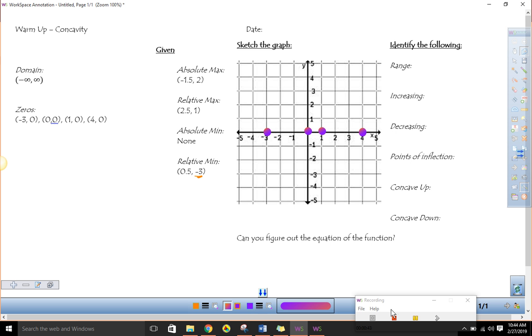Where else do I have points? At the maxes and mins. The maxes and mins. So I've got -1.5 and 2. I've got 2.5 and 1.